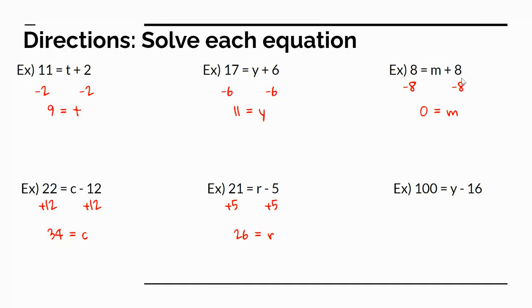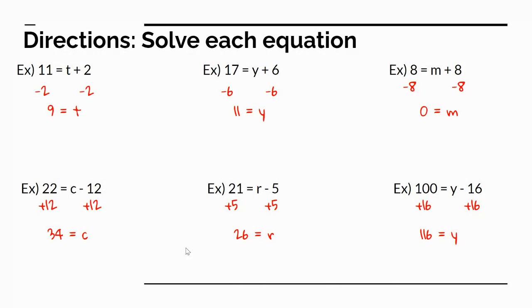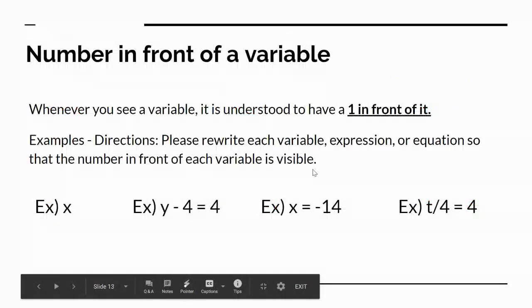The last equation, again, y needs to be by itself. Minus 16 is in the way. So with inverse operations, we're going to add 16 to both sides. We get 116. Something I want to point out, though, when you're simplifying this, it's top to bottom. So 11 minus 2, 17 minus 6, 8 minus 8, 100 plus 16, 21 plus 5, 22 plus 12. If you go bottom to top, especially with subtraction, you're going to end up with the incorrect answer. Make sure you're simplifying your final answers top to bottom.